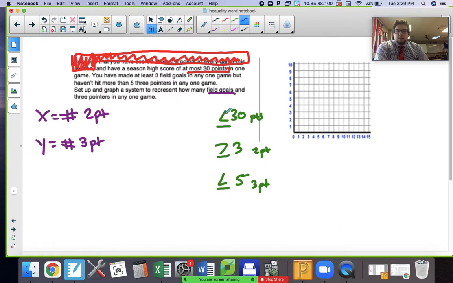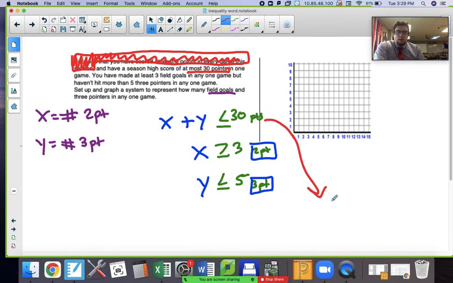So when we look at this, 3 is really talking about 2-pointers, so I need to be talking about X. 5 is talking about 3-pointers, so it's talking about Y. Now 30 overall points, if I just write this statement right here, that statement is saying that the number of 2-pointers plus the number of 3-pointers has to be less than 30 points.